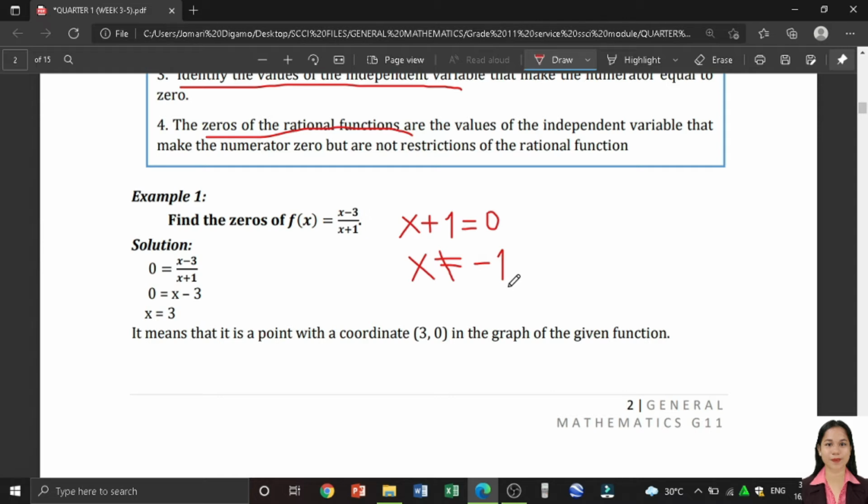So, in identifying the values of the independent variable that make the numerator equal to 0, let us equate the numerator equal to 0. So we have here, our numerator is x minus 3. Equate them to 0. So x minus 3 is equal to 0. Then solve for the value of x. So we have x is equal to positive 3 because negative 3, we have negative 3 here. If you're going to transpose this to the other side, so magiging positive 3. Therefore, the values of x that will satisfy the given equation is equal to 3.